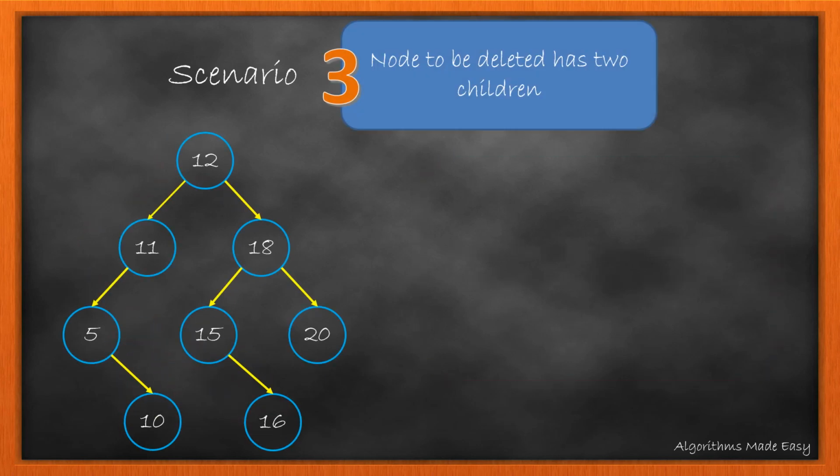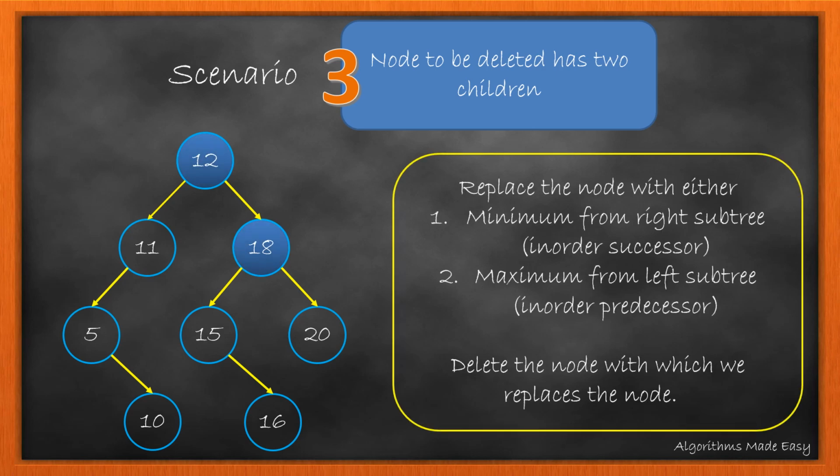Coming to the third scenario, where the node has both left and right nodes or subtrees. In this example, node 12 and node 18 have both the right and left nodes. So, in order to delete any of these two nodes, we will have to perform two steps. Step 1 is finding the node with which we will replace it, and the step 2 is deleting the node that we replace this one with.